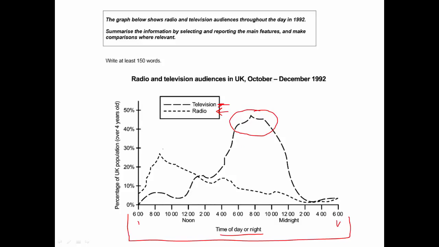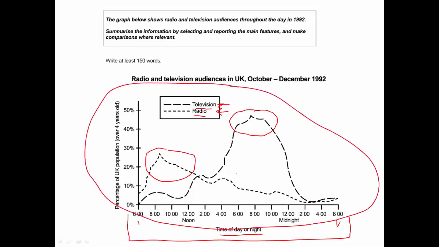For radio, we can see that radio is used in the morning, so between say 7 a.m. and 12 noon. So those are two key features of this graph. The next thing that we might look for is, because there are only two items, television and radio, we can compare these. So which one is used the most? So we can see just by looking at the whole data that television is used much more than radio.